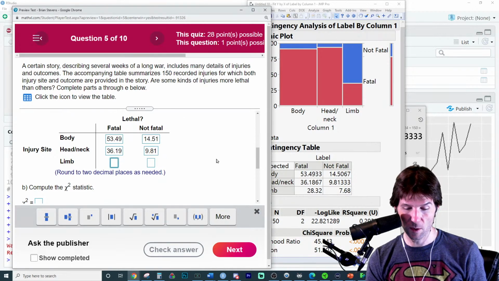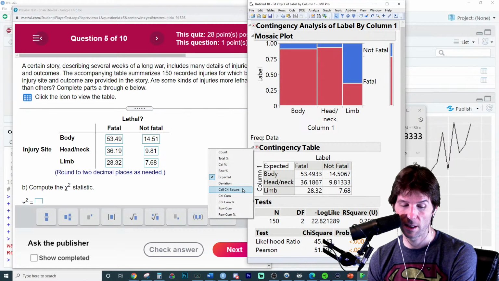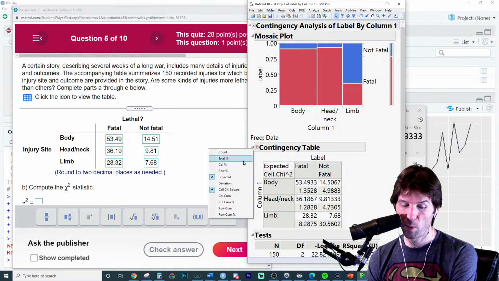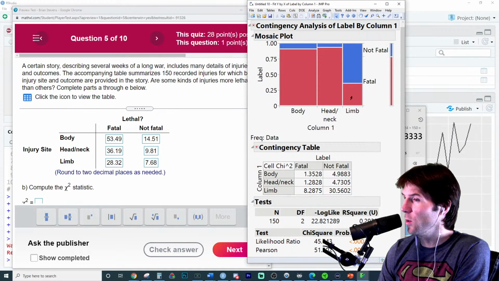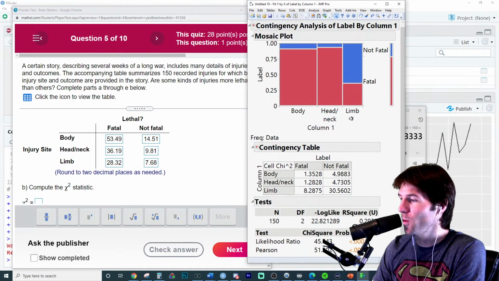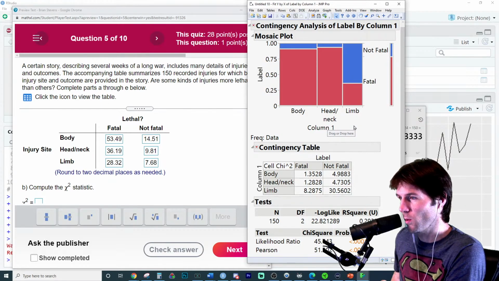9.81. And so then what do we use the expecteds to get next? We use the expected cell counts to get the cell chi-squareds. And the point of the cell chi-squareds is how weird is each one of these cells. And look, the really weird part right here is like people who get hit in the limb aren't dying. Now that's not weird to us because we know how things work in the world.